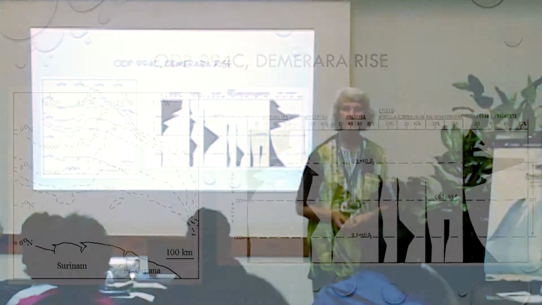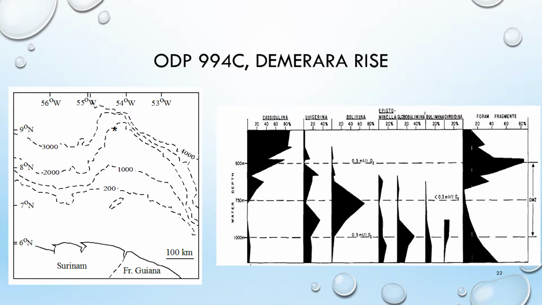So, 1261A is taken off Suriname. It's on the Demerara Rise. I know that there's the Amazon belching out water, organic stuff, just a few hundred kilometers to the south of this, but the Amazon water stays very close inshore. There's no indication that Amazon water and sediment is confounding things this far from the coast.